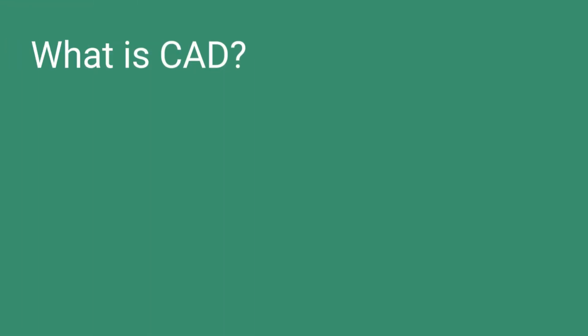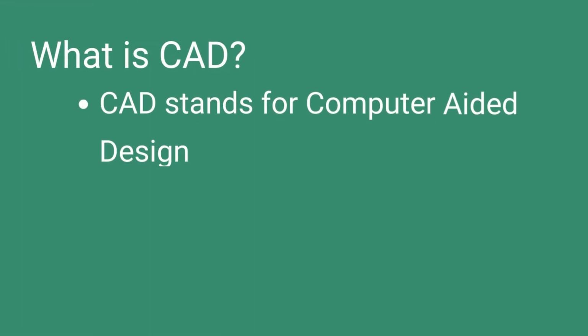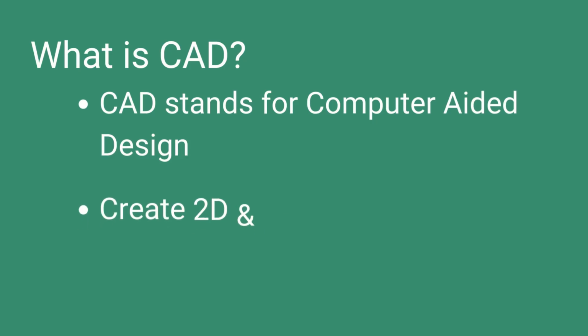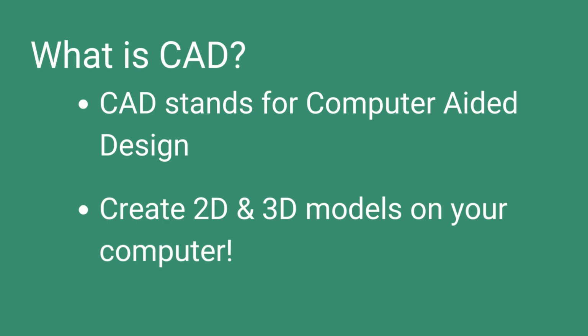Before we jump into Onshape, let's talk about CAD. CAD stands for Computer Aided Design. It's a software that lets you create precise 2D sketches and 3D models of objects on your computer. Instead of drawing by hand, you can design parts, assemblies, or even entire machines digitally.